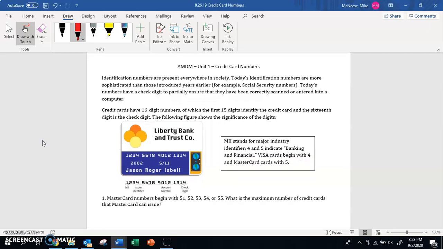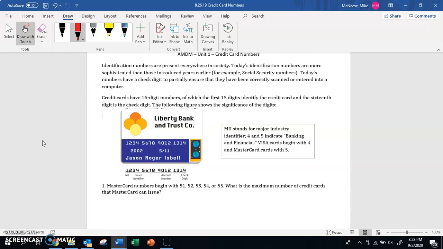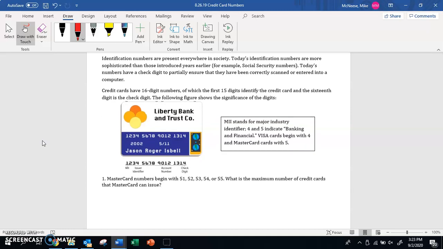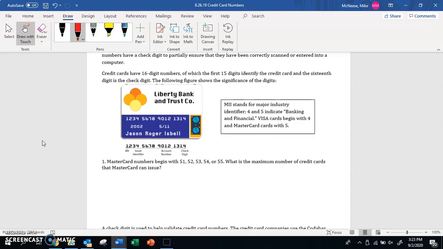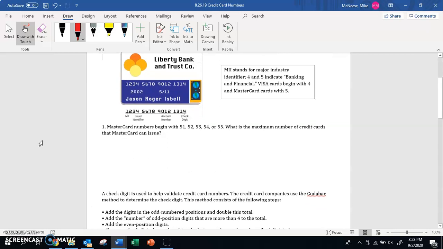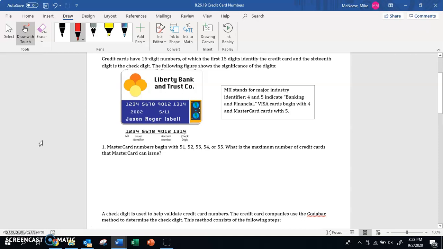Now, it says identification numbers are present everywhere in society. Today's identification numbers are more sophisticated than those introduced years earlier, such as the Social Security numbers. Today's numbers have a check digit to partially ensure that they have been correctly scanned or entered into a computer. So it says credit cards have 16-digit numbers, of which the first 15 identify the credit card, and the 16th digit is the check digit. And so it says that MasterCard numbers begin with either 51, 52, 53, 54, or 55. And it's asking us, what is the maximum number of credit cards MasterCard can issue?